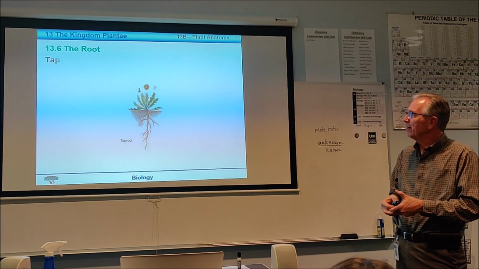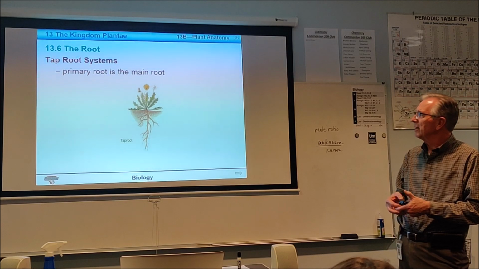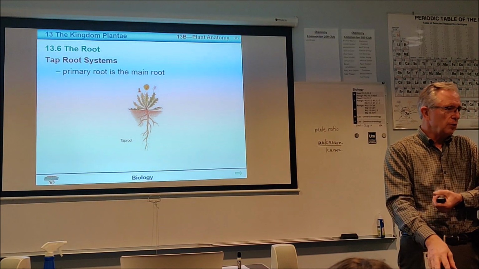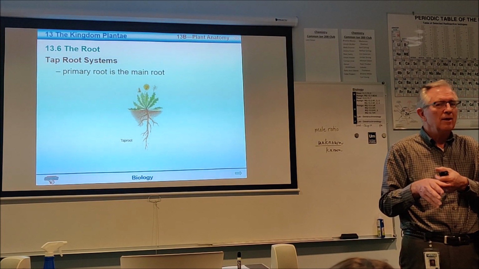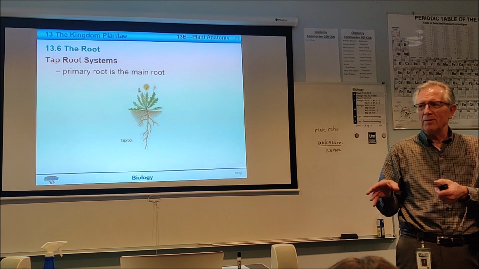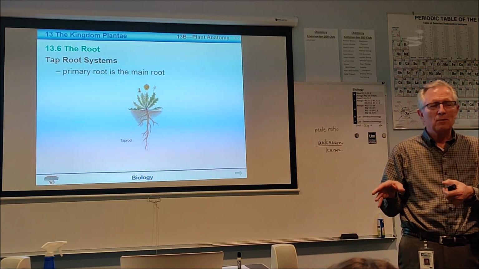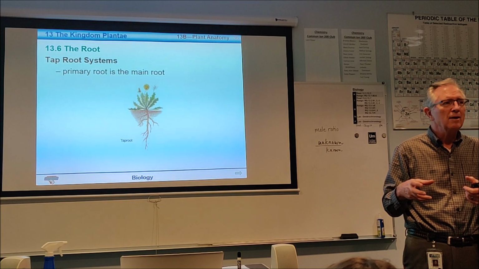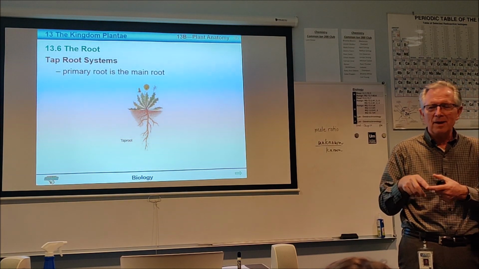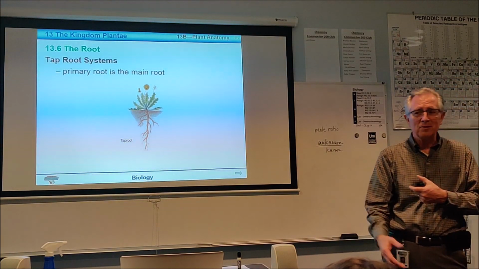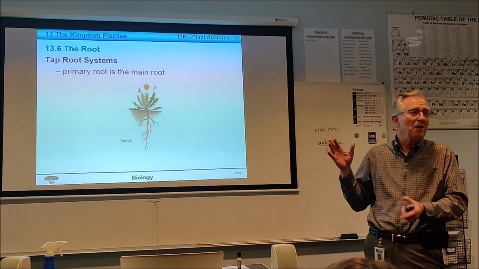But the advantage of a taproot system like this is it can pick up moisture down lower. So in other words, even if you ever notice that, what happens when your grass turns brown in summer? What are the things that are still green? All the dandelions are still green. They have their roots down there where there still is water or moisture, and they'll stay green a lot longer.